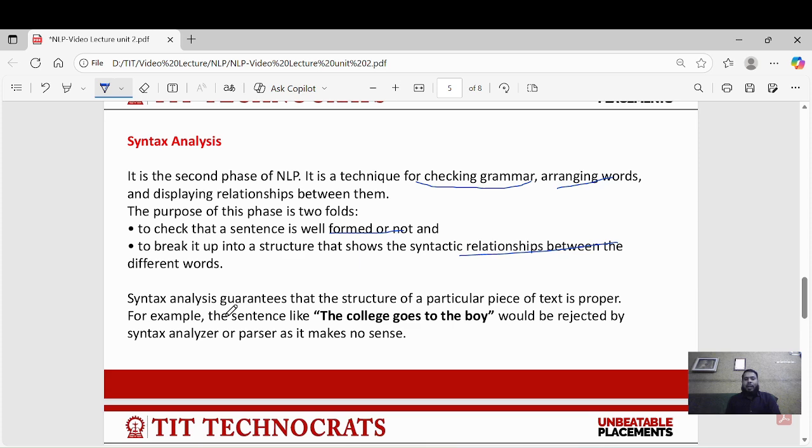Syntax analysis guarantees that the structure of a particular piece of text is proper. For example, a sentence like "the college goes to the boy" does not produce any meaning, and would be rejected by the syntax analyzer or parser because it makes no sense.